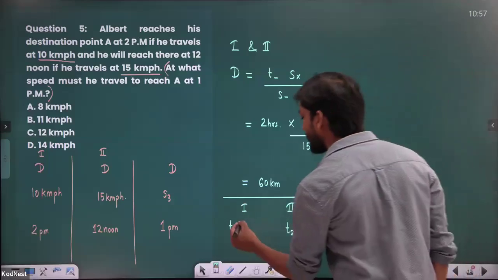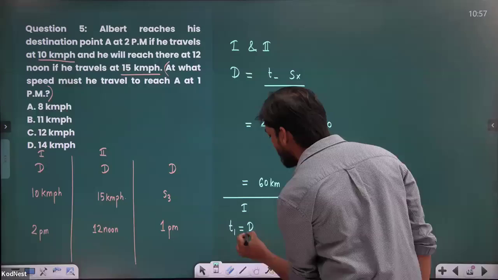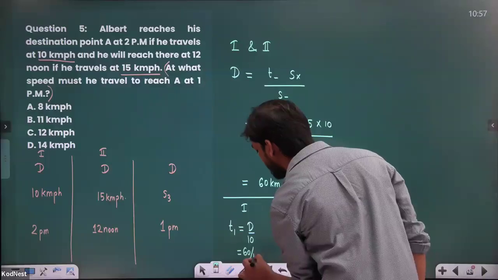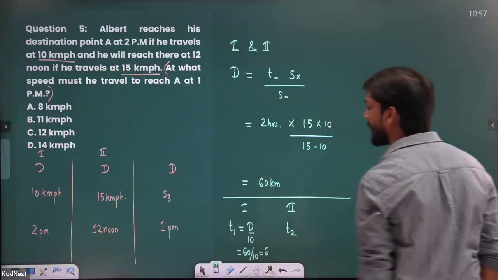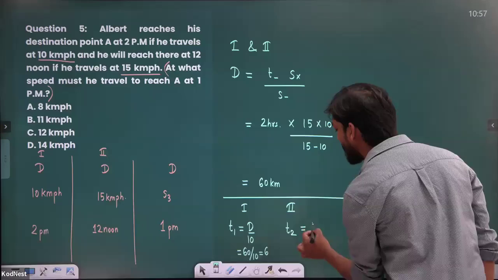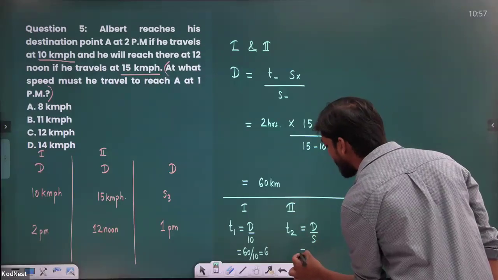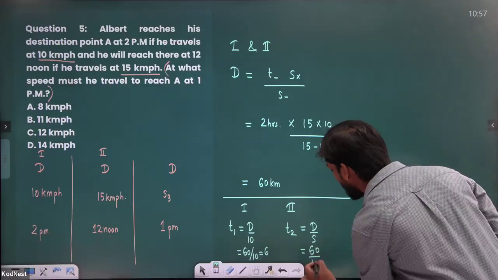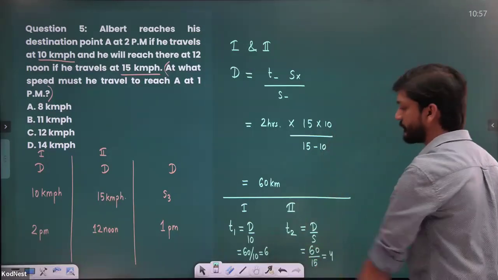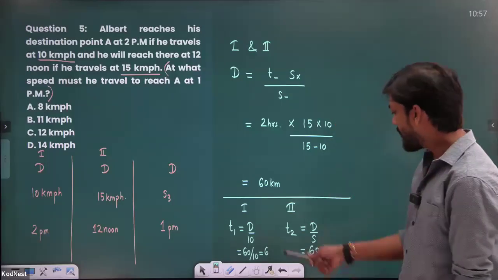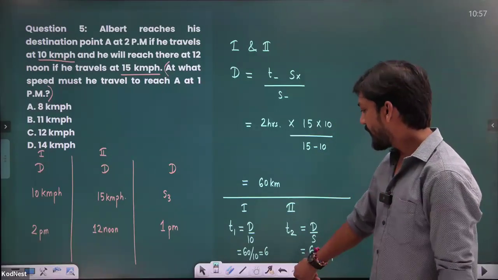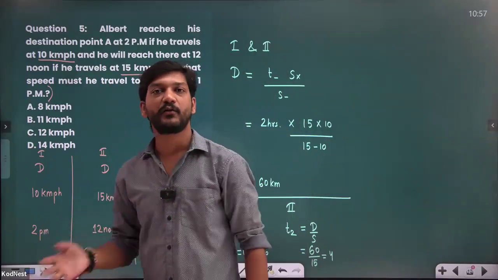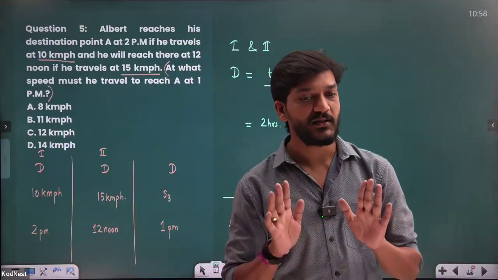You will say, sir, T1 equals distance divided by speed. Speed is 10. So 60 by 10, that means 6 hours. In the second case, again, time equals distance divided by speed. Distance is 60, sir. Speed is 15. 60 by 15, that means 4. Right? So the time difference, here also you can check. It is 2 hours. Whether you calculate from T1 and T2 or from the reaching time, it will be the same.